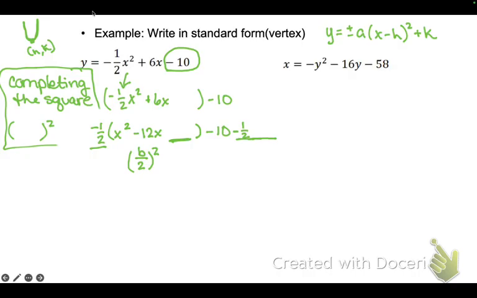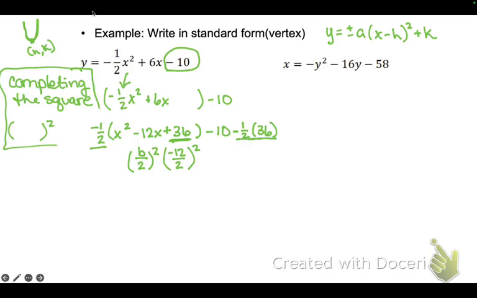So what's b? B is negative 12. Okay, so negative 12 divided by 2, squared. Negative 12 divided by 2 is negative 6, squared, 36. And it's always going to be a positive. Okay, so if it goes here on my line, then it also has to go out here. Okay, so now I'm just ready to simplify.